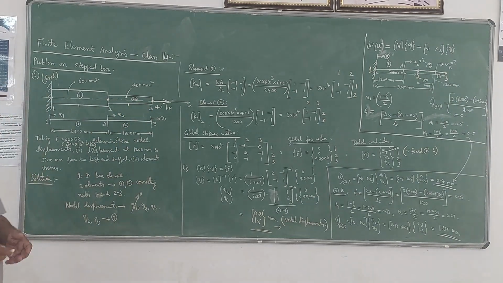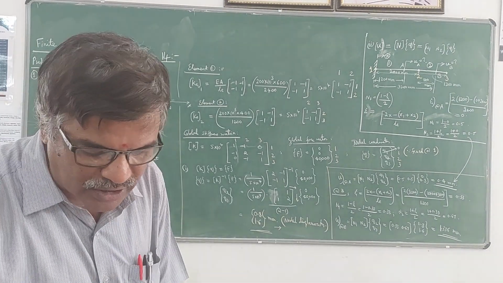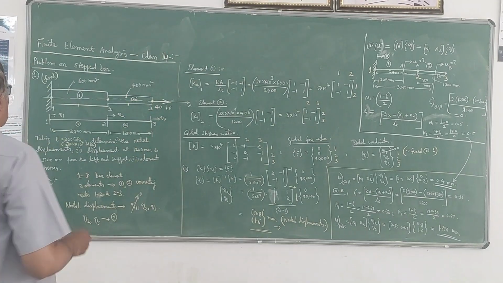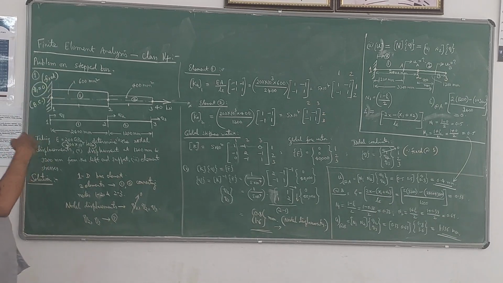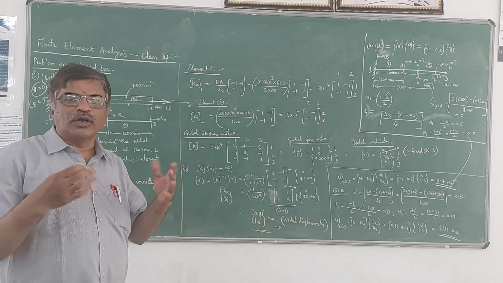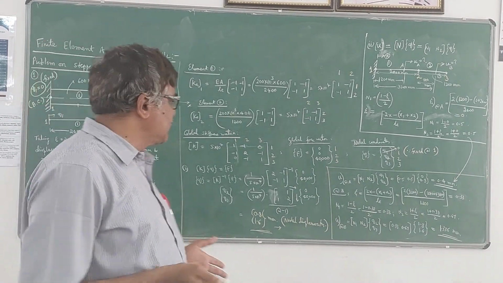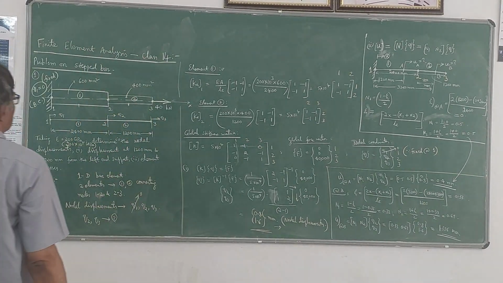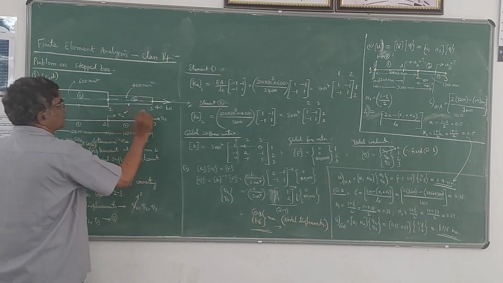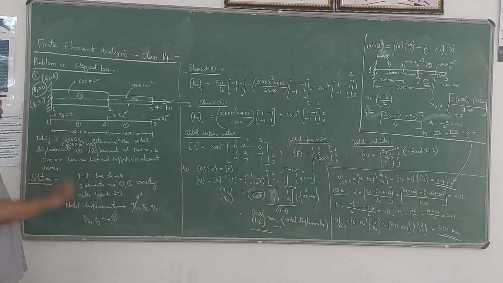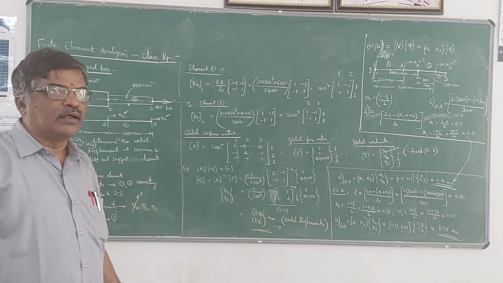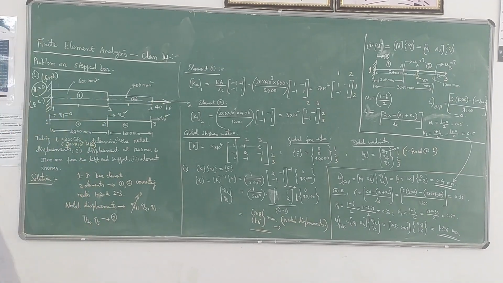Now, since node 1 is a fixed end, the displacement at that end will be 0. So that is a boundary condition. So Q1 will be 0. This is called the boundary condition, because at the fixed support you don't have any deflection or displacement. Therefore, the value of Q1 is 0. We only need to find Q2 and Q3. So this value is 0. That is called the geometrical boundary condition.